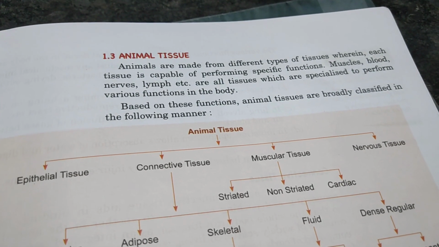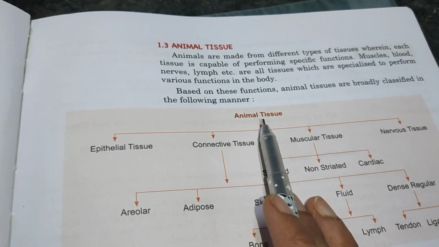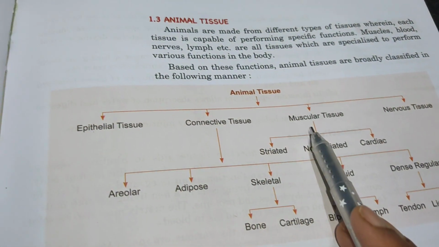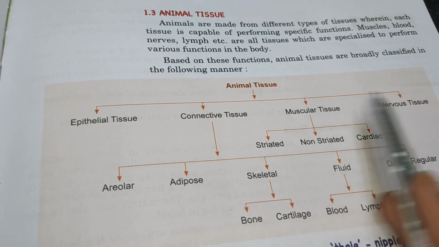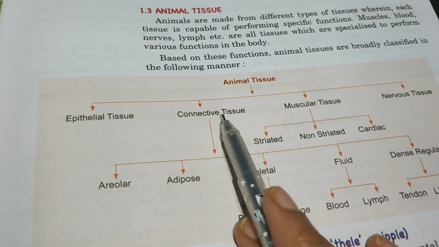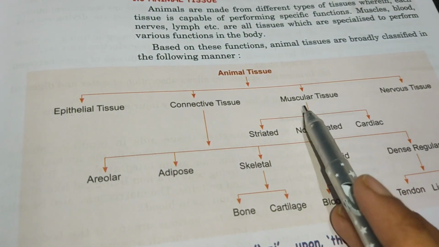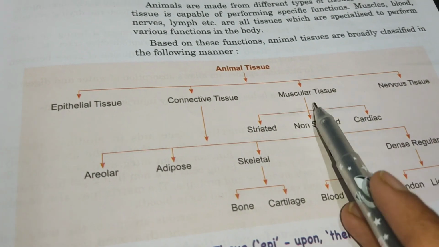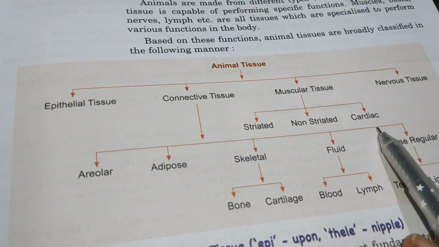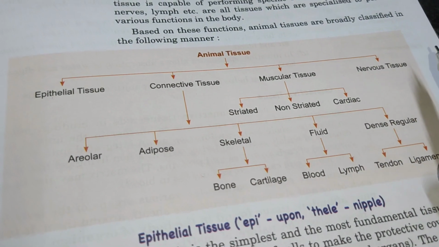Based on these functions, animal tissues are classified in the following manner. Animal tissues are classified into epithelial tissue, connective tissue, muscular tissue and nervous tissue. Epithelial tissue is present in the skin. Connective tissue, we know blood is a connective tissue, blood, lymph, etc. And muscular tissue, muscles. The muscles are of different types: striated muscles, non-striated muscles and cardiac muscles. And nervous tissue is made up of nerves.